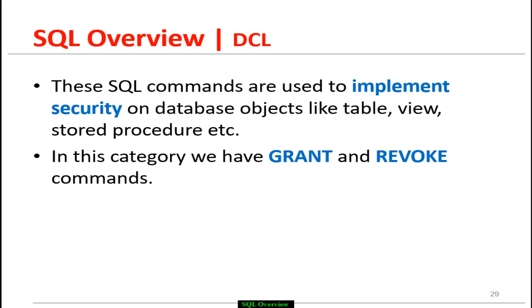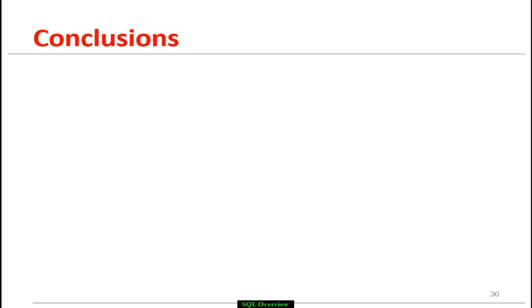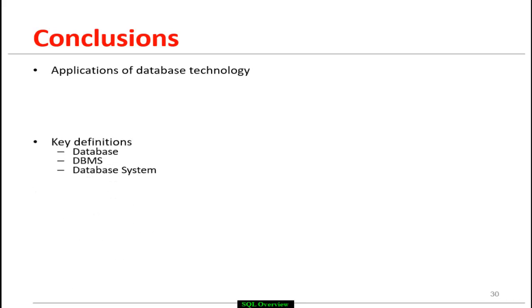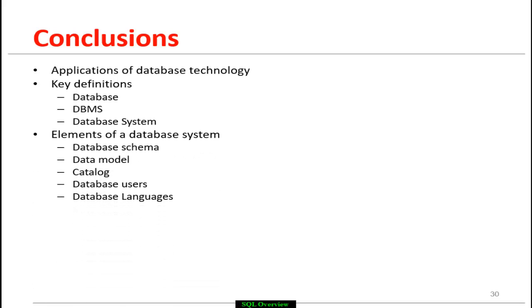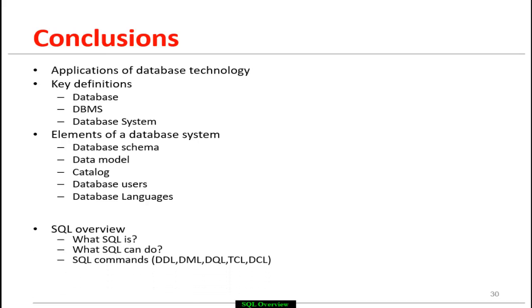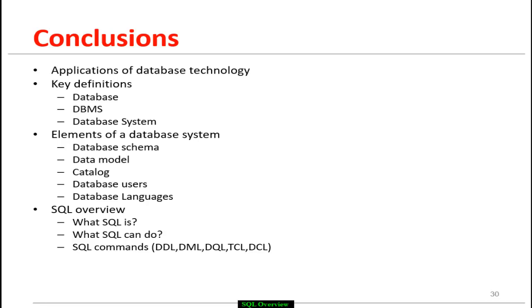This is the end of lesson 1. To summarize, we began with the basic applications of database technology. Then, we defined some key terms like database, DBMS, and database system. After that, we moved to the basic elements of a database system, such as database schema, data model, catalog, database users, and database languages. Finally, we saw the overview of SQL. We learned what SQL is, what SQL can do, and the different types of SQL commands such as DDL, DML, DQL, TCL and DCL.